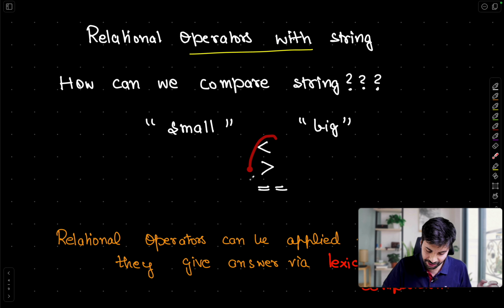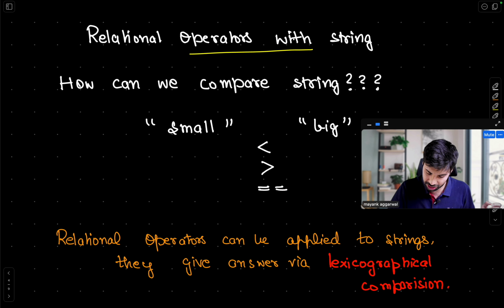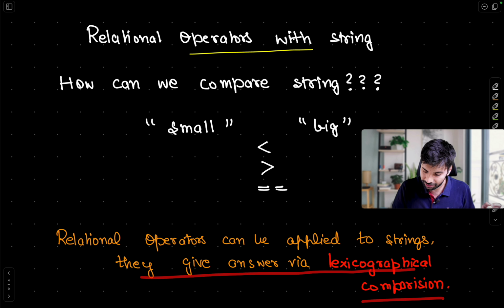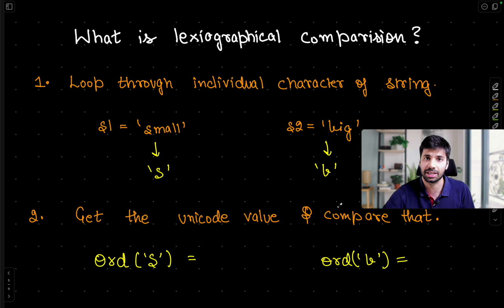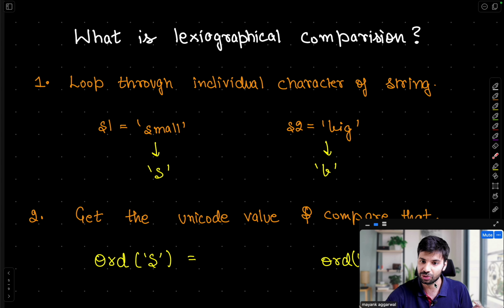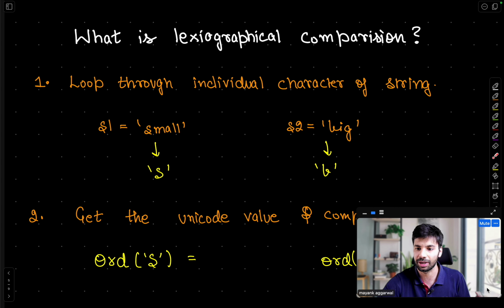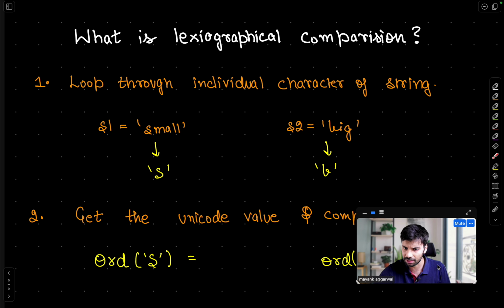So there is some way we do that, and relationship operators can actually be applied to strings. They give the answer via lexicographical comparison. Lexicographical comparison is an important interview question as well as an MCQ question. Now let us try to understand the steps in lexicographical comparison so that in future you can also compare strings. Let me just make myself a little small here, that will be better.